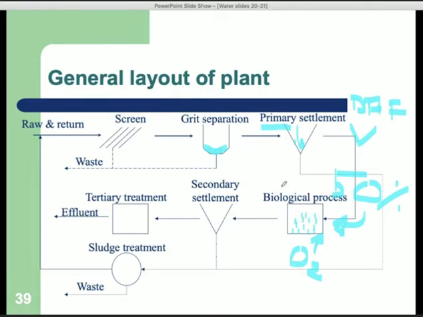So what you have after this secondary treatment is secondary settlement, where you have the same process as here, only that in the primary settlement you collect dirt, whereas in the secondary settlement you collect bacterial biomass.